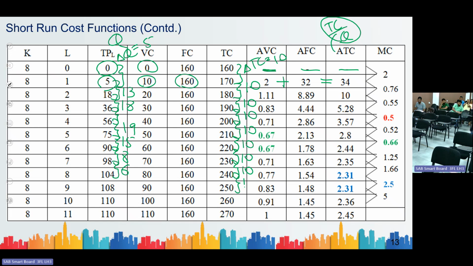Total cost increases by 10. Output increases by 4. 10 divided by 4, it's 2.5. Total cost increases by 10. Output increases by 2. 10 divided by 2, it's 5. Again, total cost increases by 10. Output increases by 0. 10 divided by 0, it's no answer. So you don't have to mention anything here. It's infinity, but you don't have to mention it here.